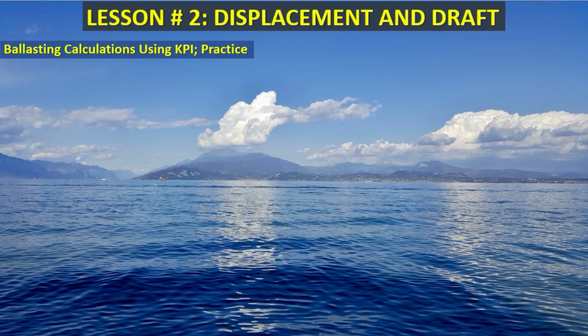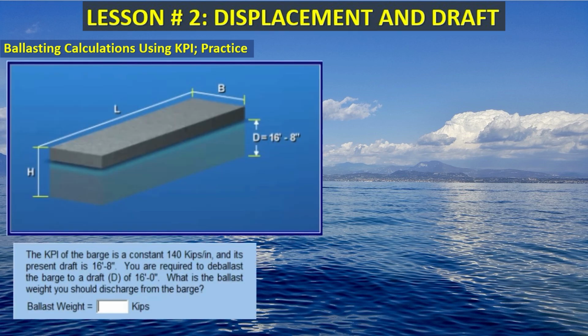Ballasting calculation using KPI. Practice. The KPI of the barge is a constant 140 kips per inch, and its present draft is 16 feet 8 inches. You are required to deballast the barge to a draft of 16 feet. What is the ballast weight you should discharge from the barge?